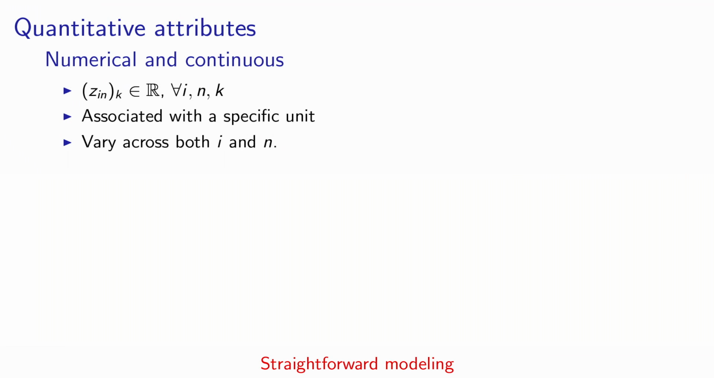So let's consider the variable number k for individual n and alternative i. It's represented by a real number that we denote by z_ink. And this real number is associated with a specific unit in order to have an interpretation. As an attribute, it varies both across alternatives, i, and individuals, n.